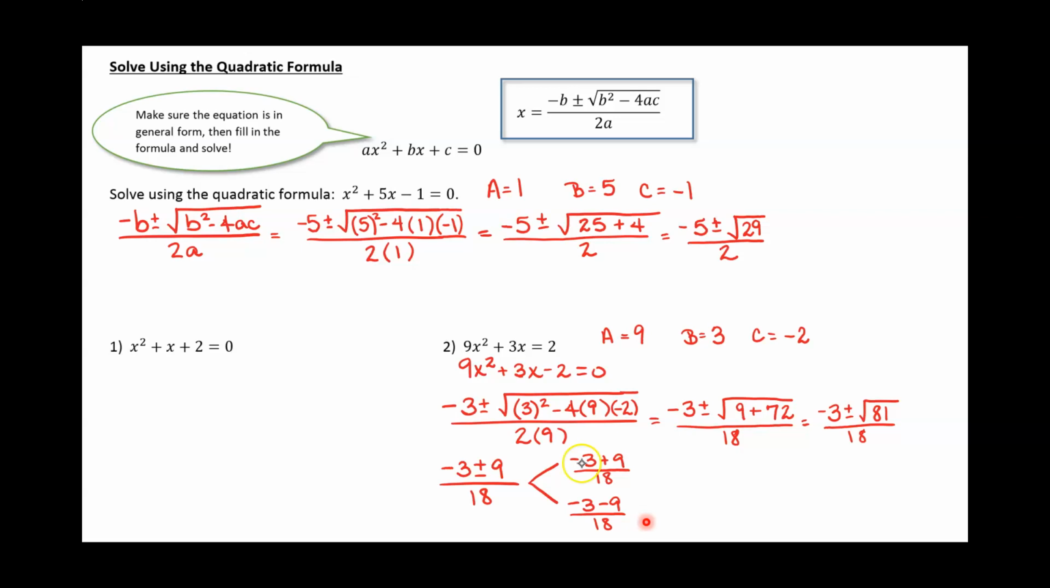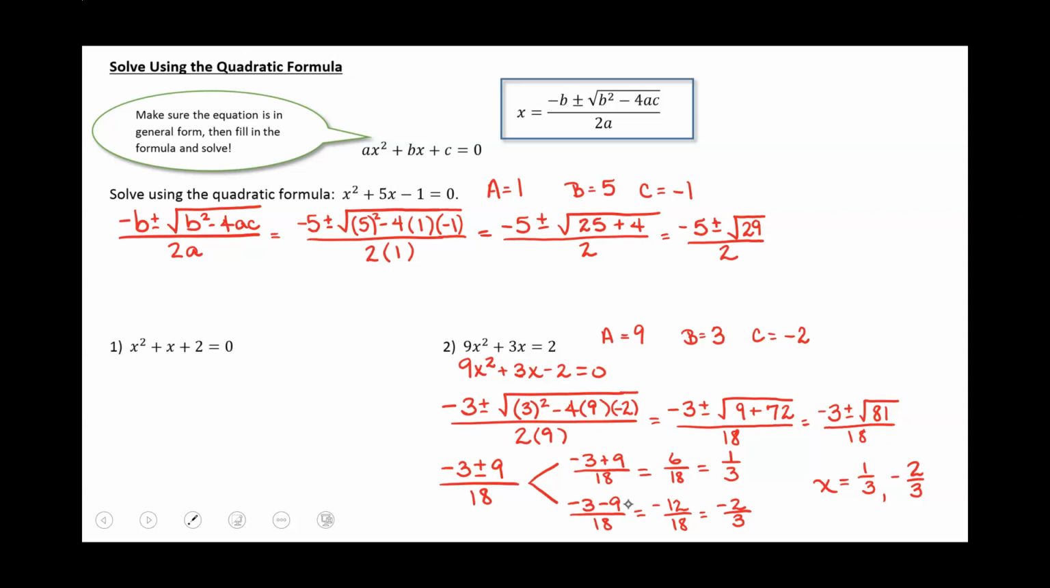So if we simplify those, -3 and 9 would give us 6, and 6 over 18 would be 1/3. And then -3 and -9 is -12, and -12 over 18 would give us -2/3. So those would be our two solutions using the quadratic formula.